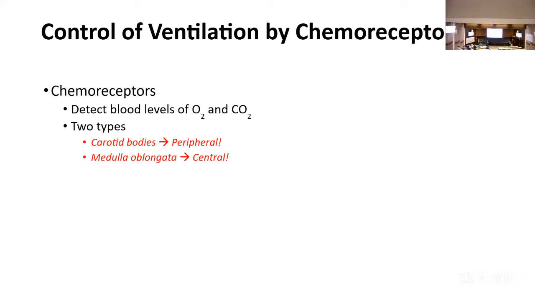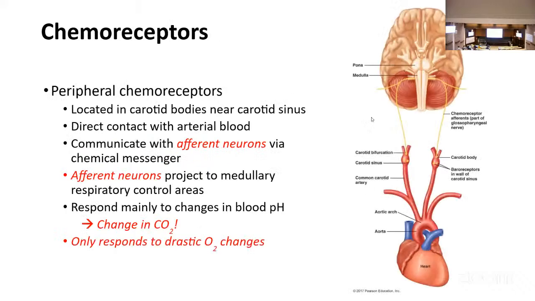We also have chemoreceptors directly in the medulla oblongata, so directly next to the blood in the brainstem. Those would be central chemoreceptors. And they behave a little bit differently, which we'll walk through. Okay, so here we see the peripheral ones. So this is what I'm talking about regarding their location.